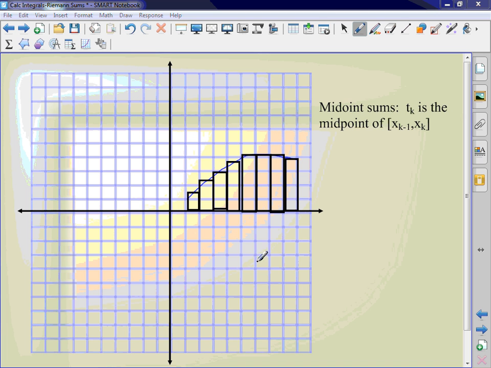Here's the last one, it's the midpoint sums. All of these are the midpoints of the rectangle. So I could sit here and find the area of every rectangle and find out what the summation is.